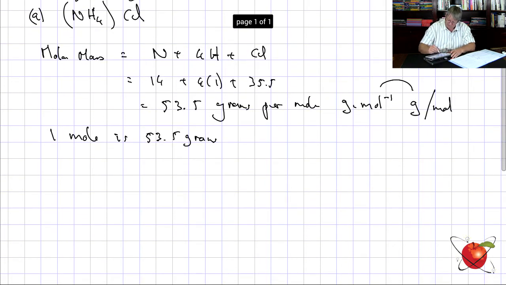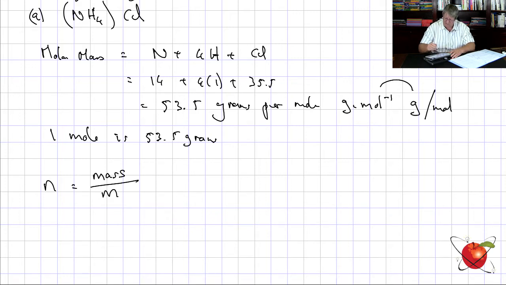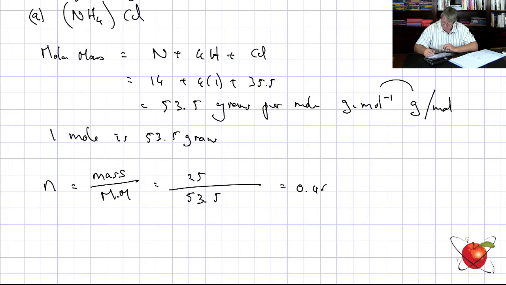The number of moles is equal to mass over molar mass. I'm going to make that a capital M. I use molar mass or MM. Which is 25 grams divided by 53.5. My answer is 0.4673 moles.